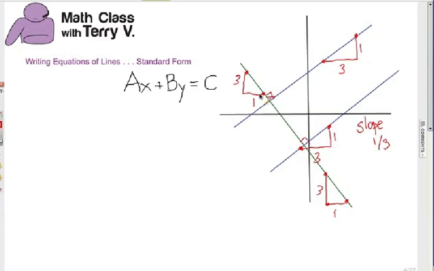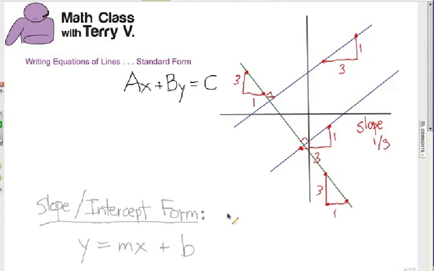That being said, we're going to take the very first form of an equation that you learn in algebra class, the slope-intercept form, which is y equals mx plus b.